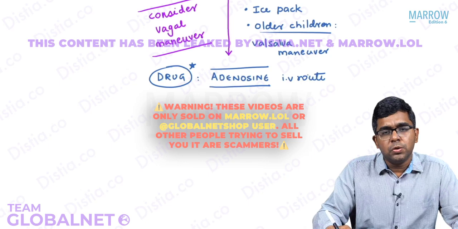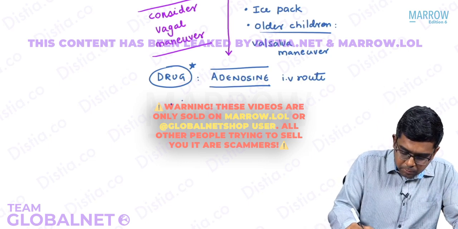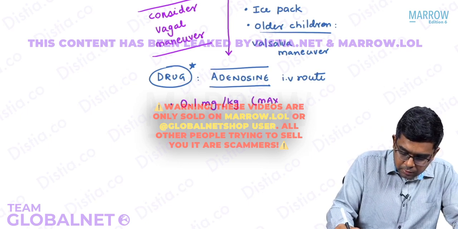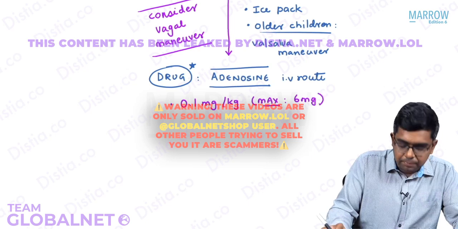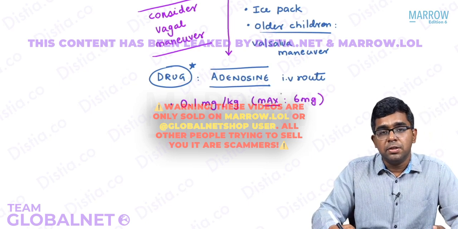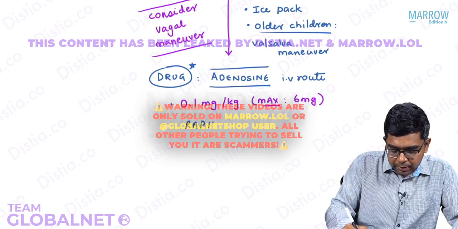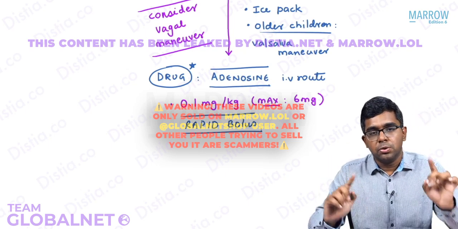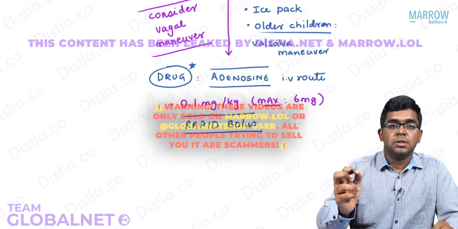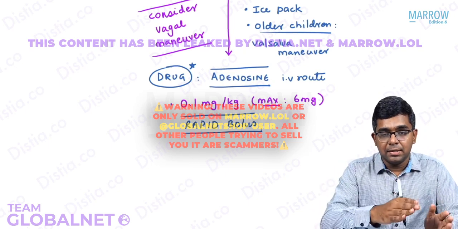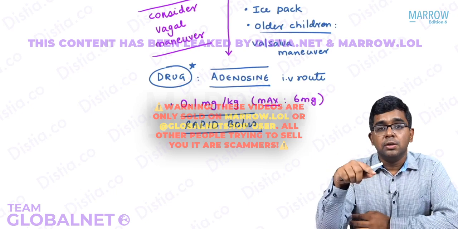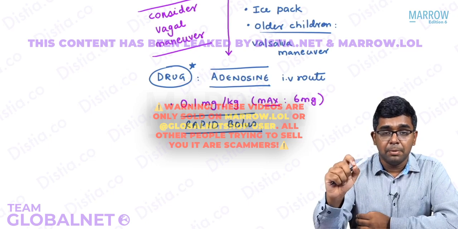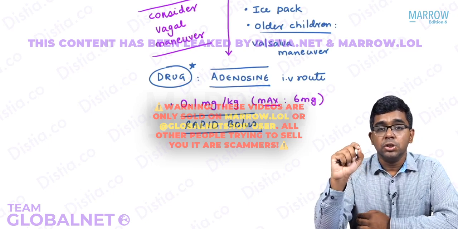Now the usual dose of adenosine is 0.1 milligram per kilogram to a maximum dose of 6 milligrams. Very important. The technique of adenosine administration is rapid bolus technique, which is done with the help of 2 syringes. Through the first syringe, you will quickly push adenosine inside. And once that is done, with the second syringe, you will push normal saline 3 to 5 ml. Why this is done in a very fast manner is because adenosine has a short half-life.